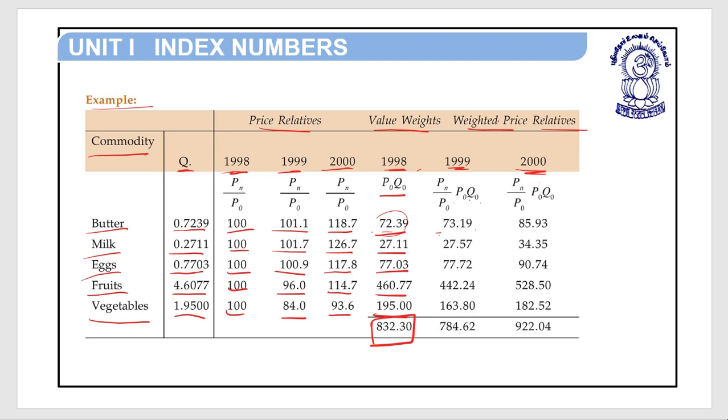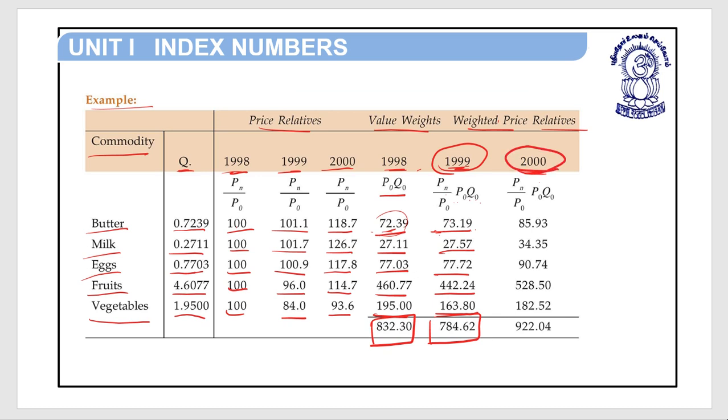P_n by P_0 into P_0 Q_0. In 1999, it is not multiplied with this, but it is given that it is 73.19, because here there is a change. So 73.19, 27.57, 77.72, 442.24, 163.80. So the total is 784.62.